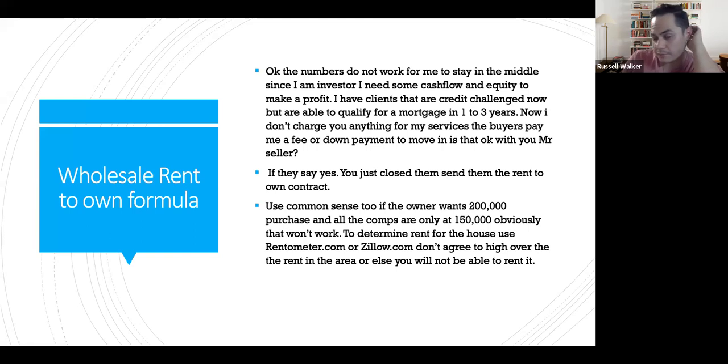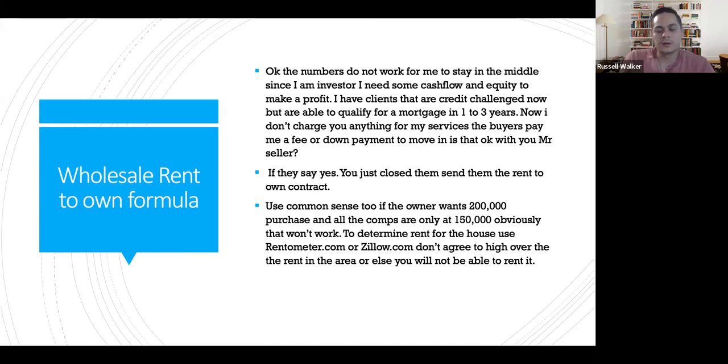So for example, if the owner wants $200,000 purchase price and all the comps say that the highest value of this house is only 150,000, obviously that's not going to work, right? Because eventually the tenant buyer is going to try to get a mortgage, meaning they're going to get an appraisal, they're going to see if the property is worth the price they're purchasing it for. So the property will need to appraise at the price you're selling it for. So use common sense. You don't want to go way above where the comps are at. You want to be right where the comps are at, where you're getting the retail value.